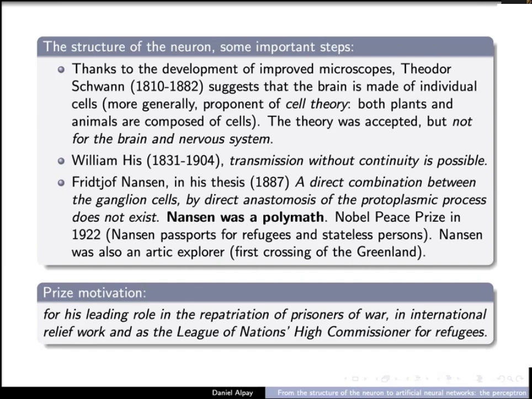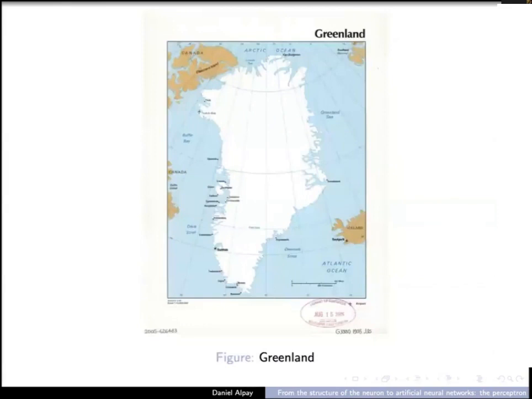And he was also an Arctic explorer. You see here the prize motivation was for his leading role in the repatriation of prisoners of war, in international relief work, and at the League of Nations as High Commissioner for Refugees. So I assume he could have gotten also the Nobel Prize in medicine, but he got a different prize. So this is Greenland, which he crossed. I think he was the first to cross it. On the right, this is Europe, and on the left you can see Canada. So it's an island, it's not only ice, it's really an island.